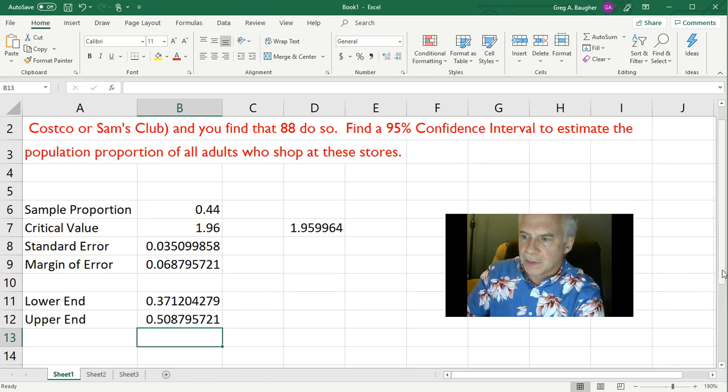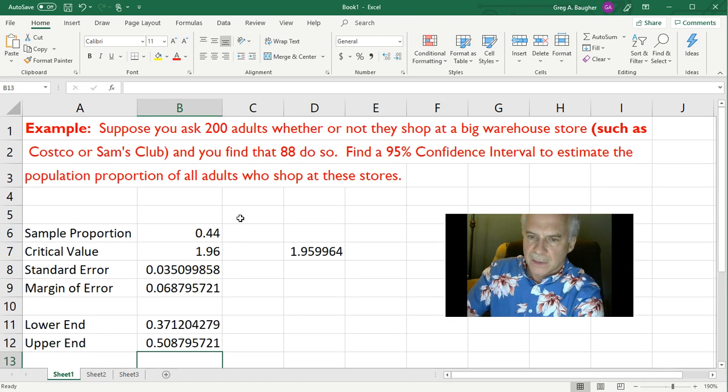So the interpretation is that we are 95% confident that the true proportion of all adults that shop at big warehouse stores is between 37% and 51% approximately, or 37.12% and 50.88%. Okay, so that is how to find a confidence interval for a population proportion.